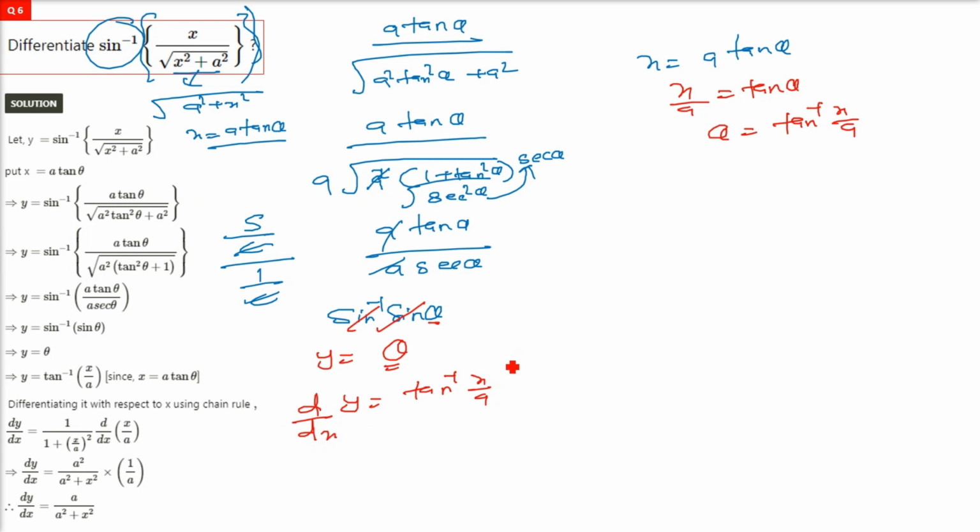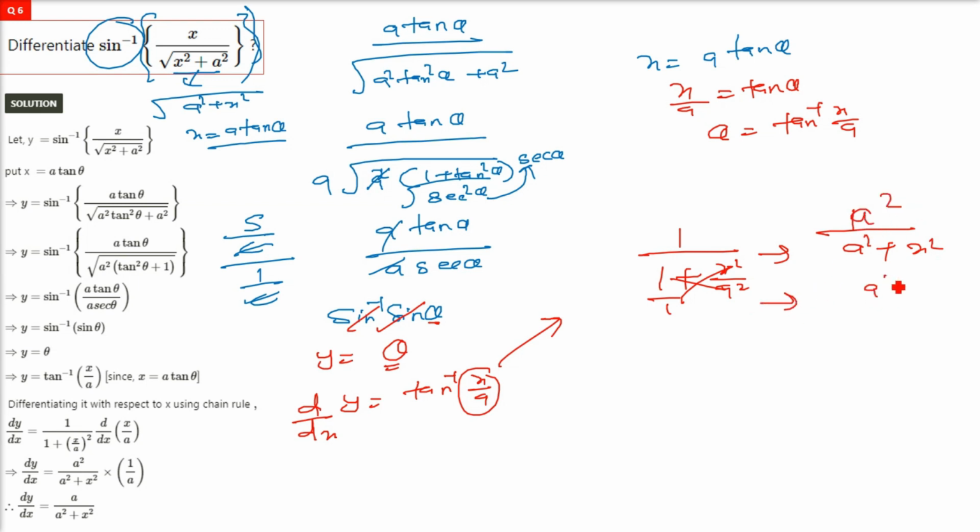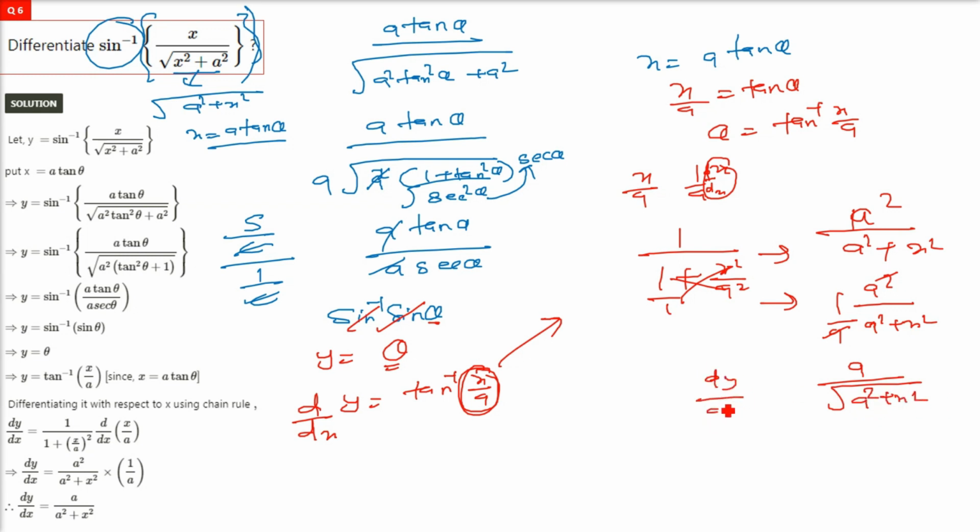So dy by dx is 1 by 1 plus the content. Inside tan inverse it is x by a. So 1 by 1 plus x square by a square; a square goes up, so we have a square by a square plus x square. And since we have x by a also, we have to differentiate x by a also. When you differentiate, 1 by a will come out, d by dx of x is 1. So the 1 by a gets cancelled. You have a by a square plus x square. That is your final answer: a by a square plus x square. This is dy by dx.